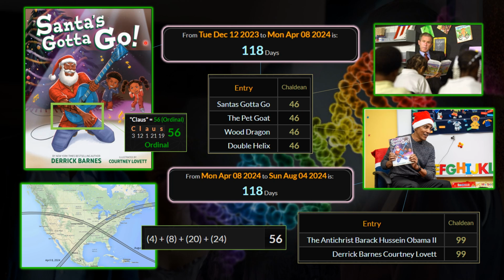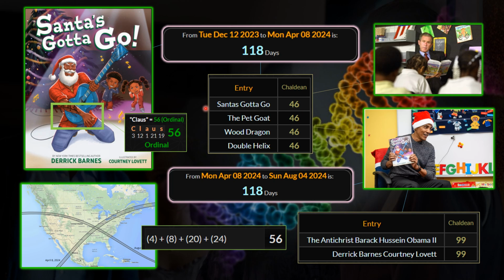Let's have a look here. This is the book cover for Santa's Gotta Go. And on the guitar, if you zoom into it here on the guitar, is the word clause. The word clause in English Ordinal is the number 56, matching Obama's full official name. The words Santa's Gotta Go sum to 46, and 46 is tied to our DNA.